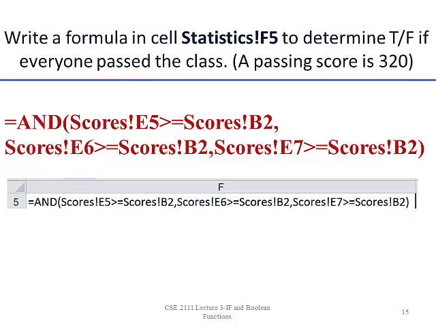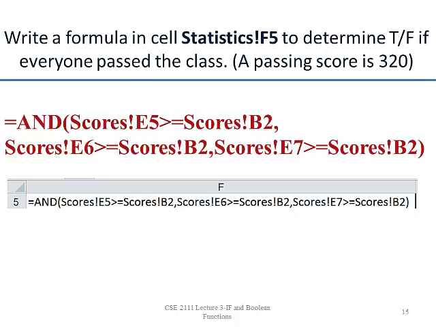And the ones previously, I should note, they only had one argument. They were only comparing one criteria. And here we're comparing more. So we're checking to see if everyone passed the class. So we use the AND function.